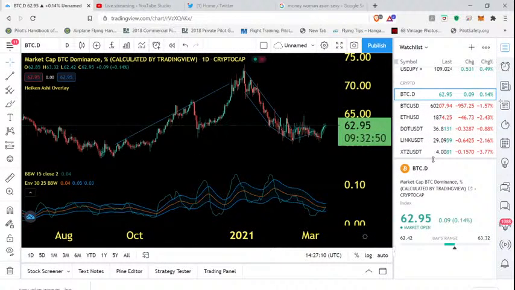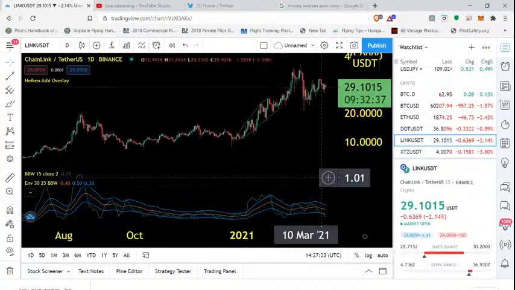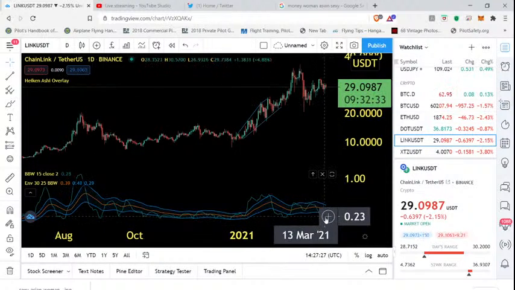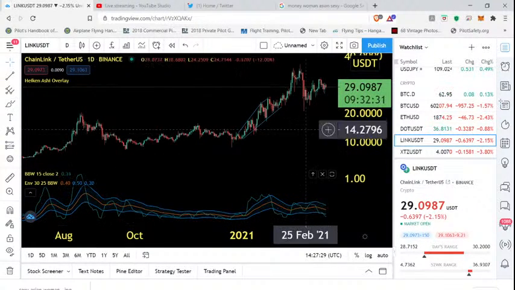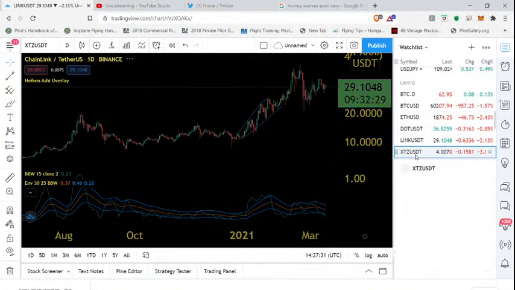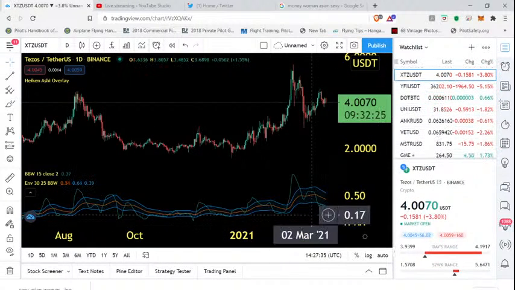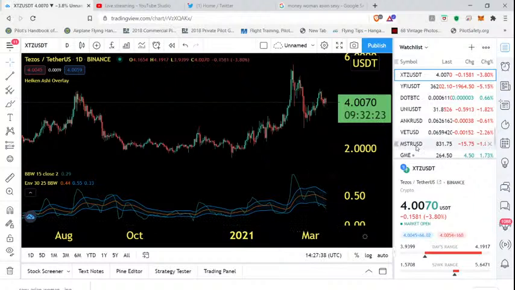I don't see Bitcoin losing another 50, a whole 50% dominance. I don't see that happening. The underlying fundamentals don't make sense for that to happen. Same with Link. You can see we've dropped down below the threshold in reaccumulation. Same with Tezos. Everything's going down into reaccumulation.